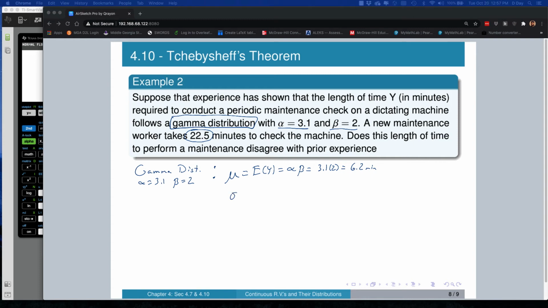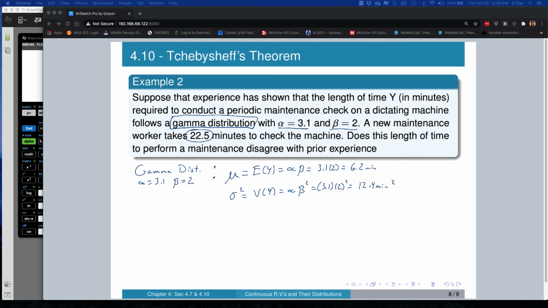The variance for this, remember, is alpha times the beta term squared. So that's just 3.1 times 2 squared, which gives us roughly about 12.4 minutes squared.